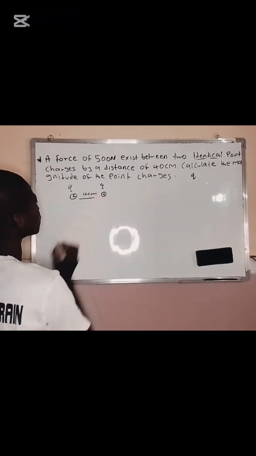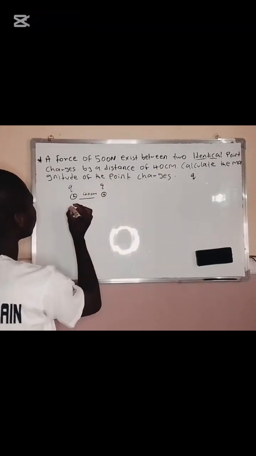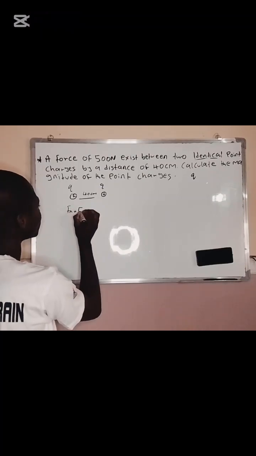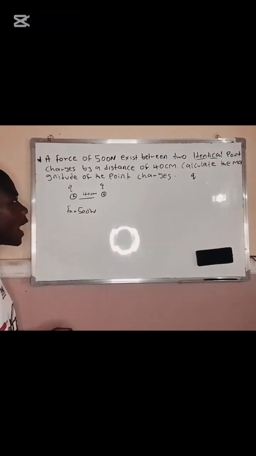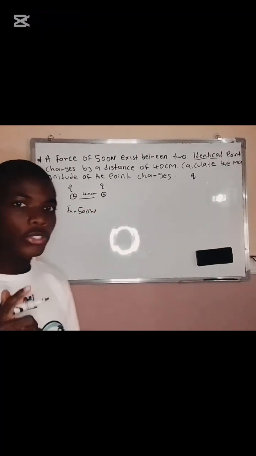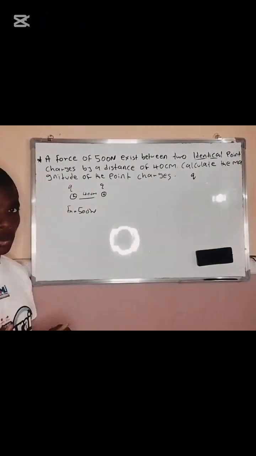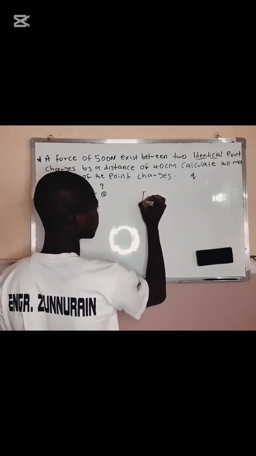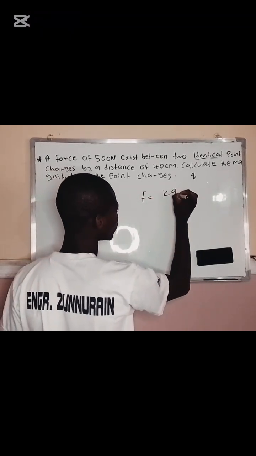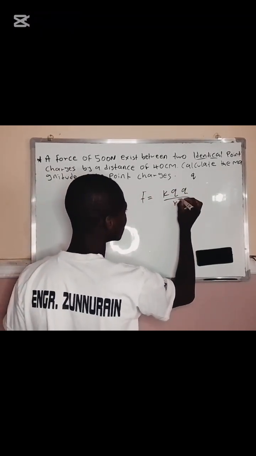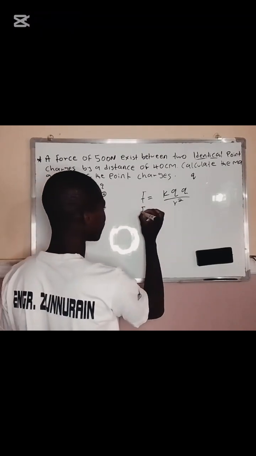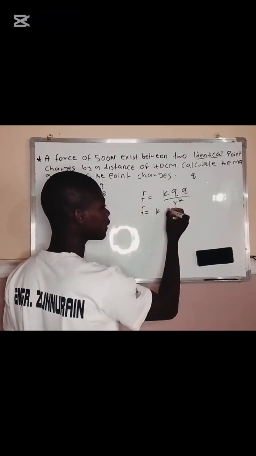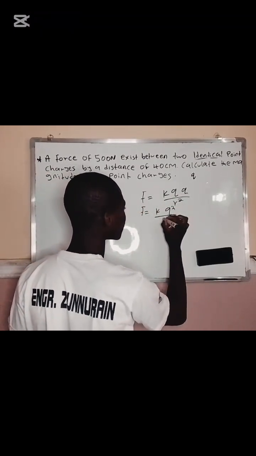40 centimeters. The value of the net force is 500 Newton. So the relation that you are going to use to find the value of this Q, because they are identical, you can't say Q1 and Q2. So F is equal to K into Q and Q divided by R squared. So F is equal to K, Q multiplied by Q, which is Q squared, divided by R squared.